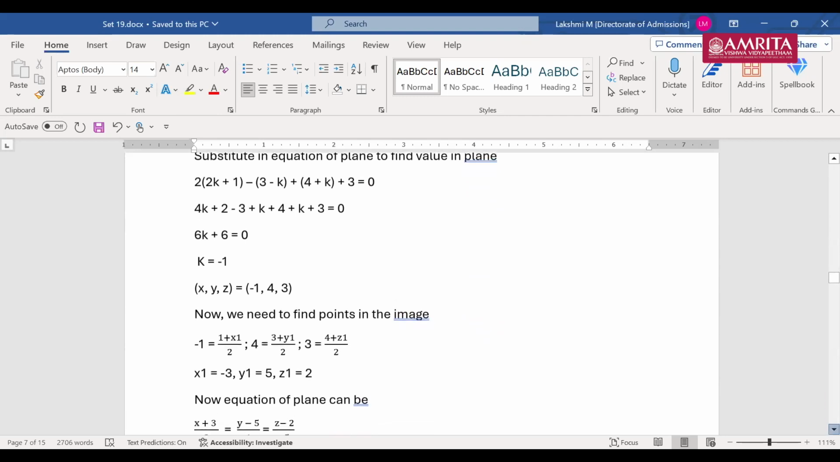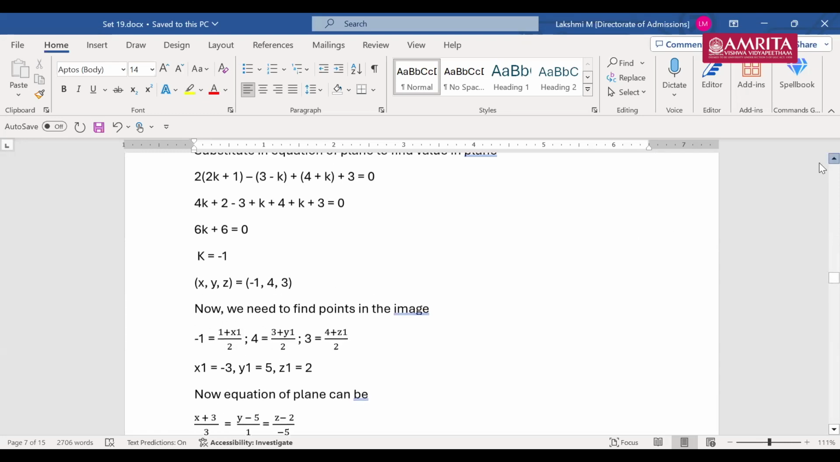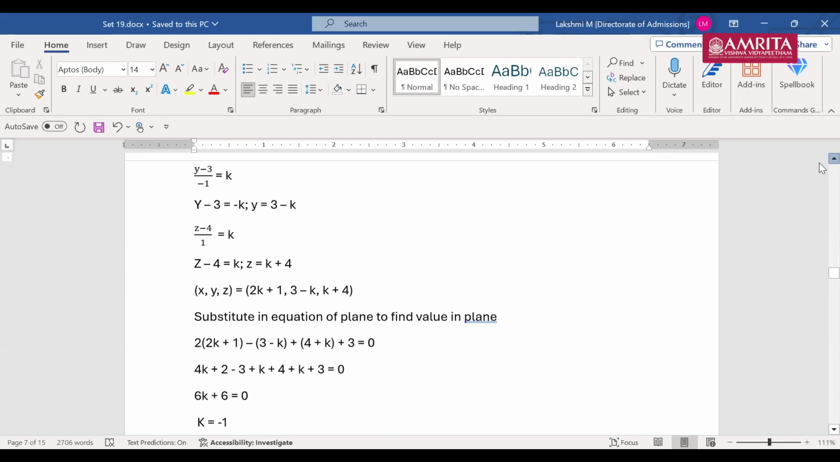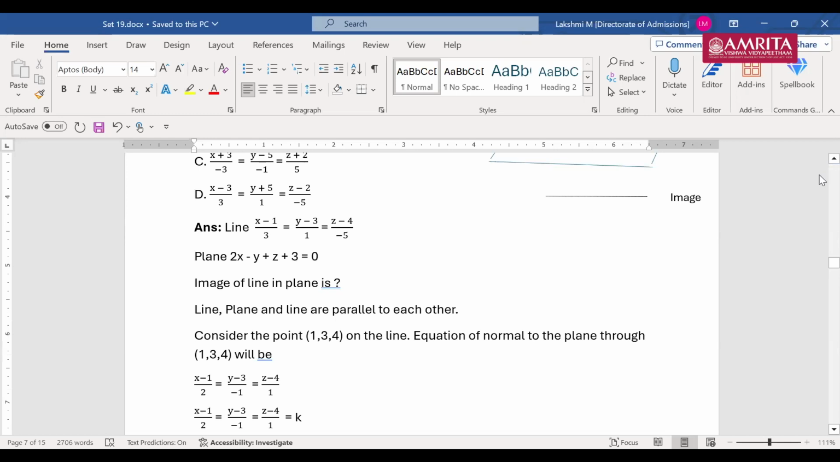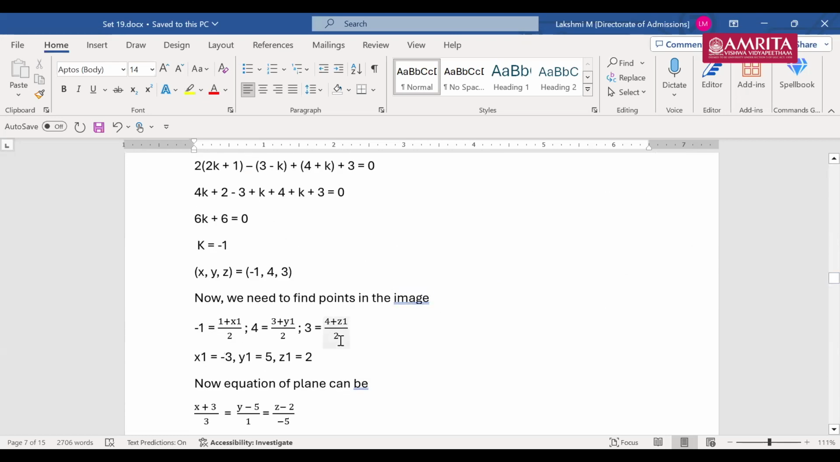Now we have to find the image. So when it comes to that, we have the point minus 1, 4, and 3. So x is equal to, you have a term (x1 plus x) by 2, same like (y1 plus y) by 2 and (z1 plus z) by 2. So I'm just going to substitute for 1, 3, and 4. It's already here. I think I'll just show you. This is the point which already lies on the line. So I'm taking the point on the line, and then the point that I've found with the plane, x, y, z. I'm just going to substitute it here and you can find the equation.